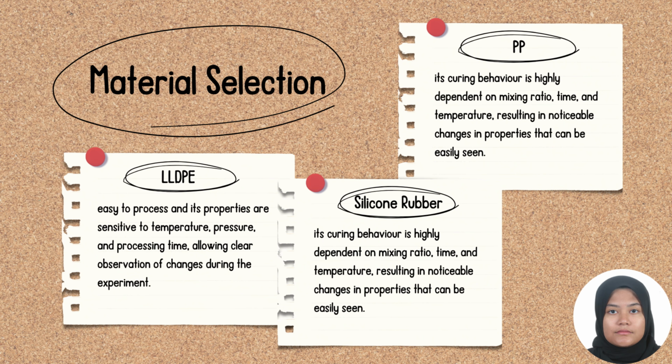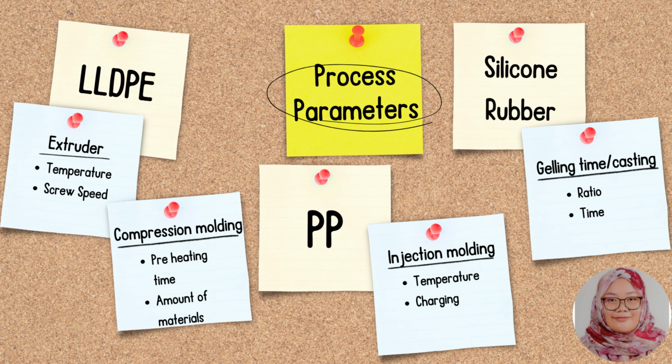3 materials were selected for the experiment, which are polypropylene or PP, linear low density polyethylene or LLDPE, and silicone rubber. PP was selected because it is easy to process and highly sensitive to processing conditions. LLDPE was chosen due to its excellent processing characteristics and industrial application. Silicone rubber was selected because its curing behavior is greatly influenced by mixing ratio and processing time, making it suitable for observation and analysis. Different processing time parameters will be investigated for each processing method.